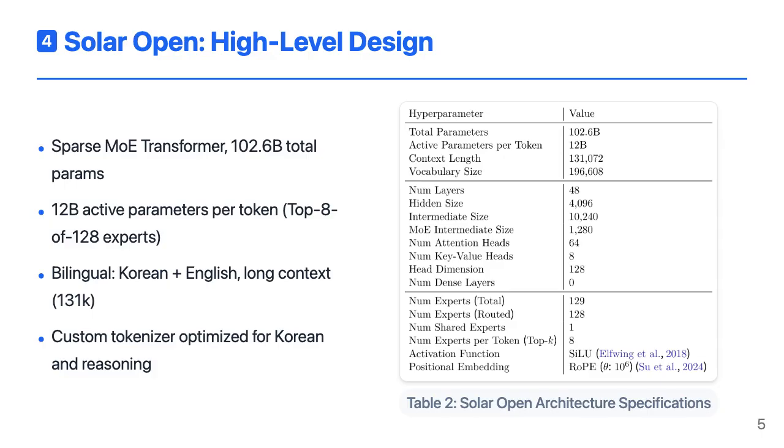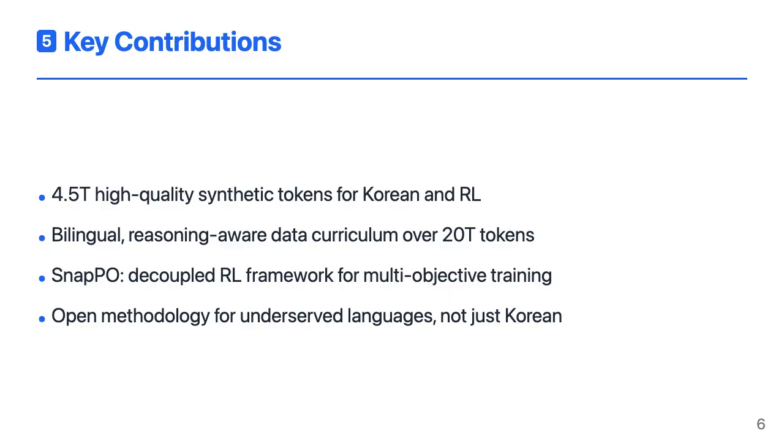At a high level, Solar Open is a sparse mixture of experts transformer. It has about 102.6 billion total parameters, but only 12 billion are active for any given token, thanks to a top 8 of 128 expert routing scheme plus one shared expert. The model is explicitly bilingual, targeting Korean and English, and supports very long contexts up to 131,000 tokens. Under the hood, it uses a custom tokenizer and a carefully tuned MoE architecture to balance efficiency, stability, and linguistic coverage.